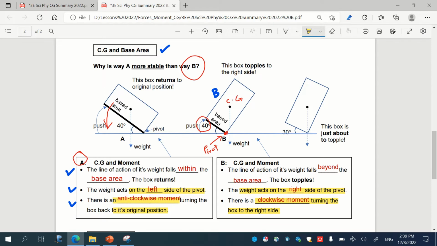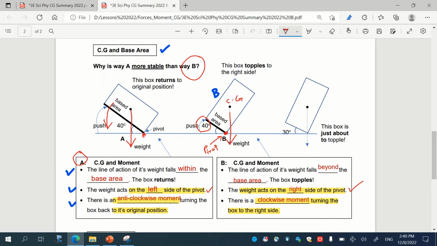So whether it returns to the original position or topples to the other side, we can always use moment to explain. Before you use moment, you always try to say which side the weight is acting on, whether the weight acts on the right side or the left side. This can be seen easily by drawing a vertical line down from the CG. I'm drawing it now. Drawing a vertical line down from the CG, you will be able to tell whether the weight is acting on the right side of the pivot or on the left side of the pivot. Whichever side it acts on is important, because it will cause either an anti-clockwise moment or a clockwise moment about the pivot point.